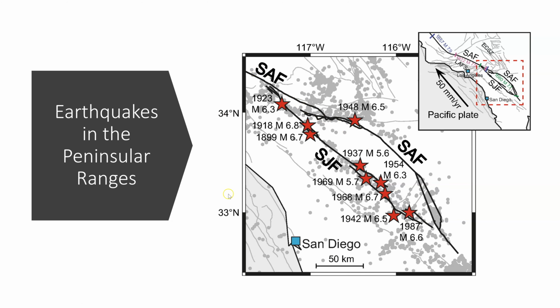So if we take a look at the earthquakes in the area, remember we're down here near San Diego, near the Mexico border. The earthquakes in the area are typically between a 5 and a 7, with an average of about a 6. So towards the north, we have some ruptures in 1923, which was a 6.3, and to the south, we see a rupture in 1987 of a magnitude 6.6, and varying degrees in between along the San Jacinto Fault.